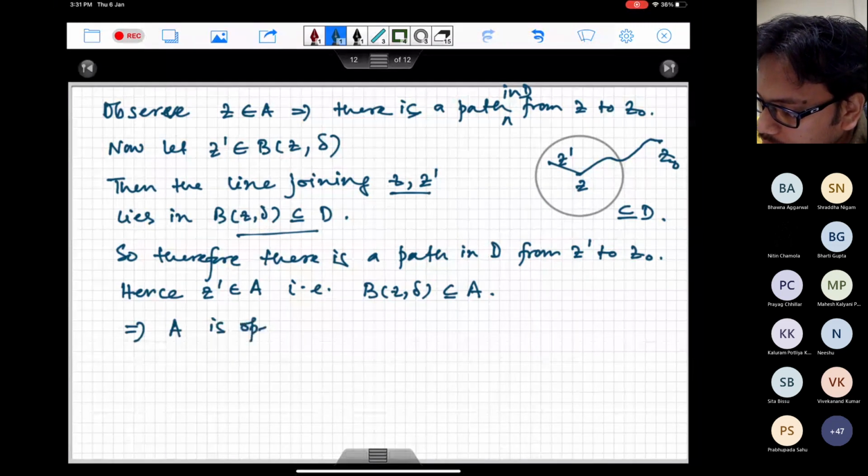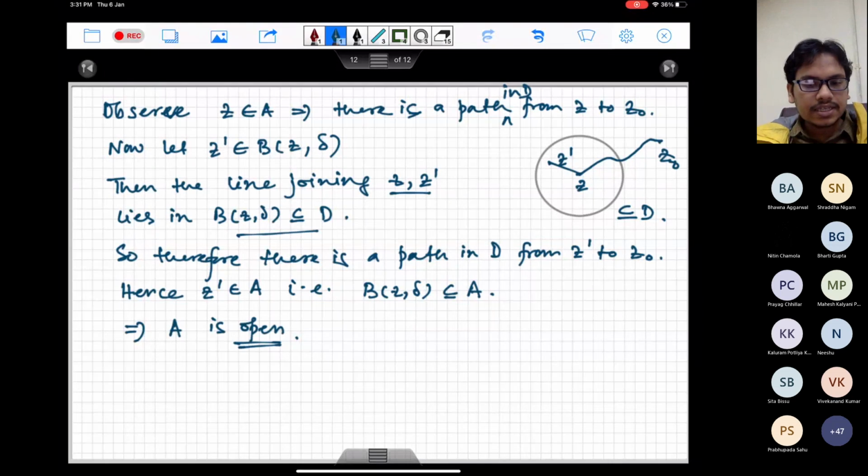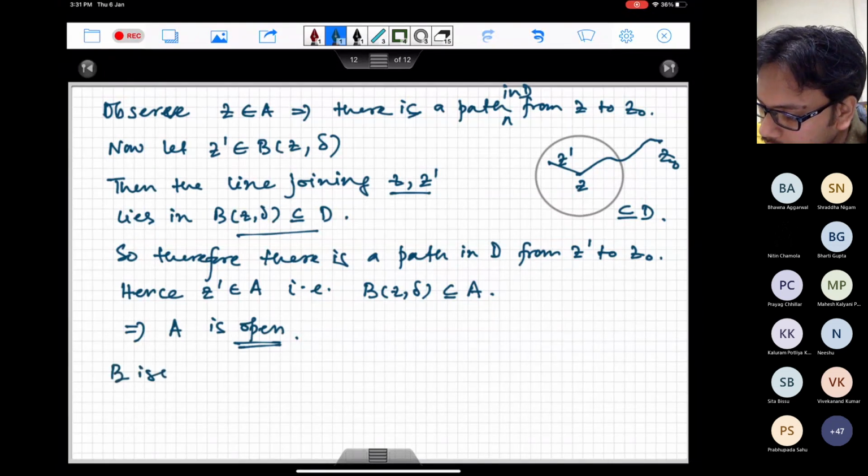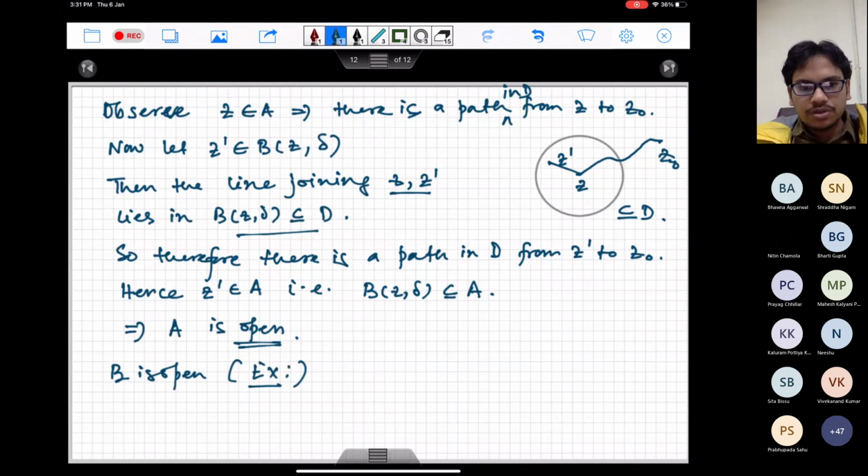So this implies, let me quickly say, the time is running out, A is open. Now I leave it as an exercise for you to show that B is open. The proof is going to be exactly the same: you take any point from B, you consider an open ball which is completely inside D, and you will be able to say that that open ball is in B, because if any point in that open set is connected to Z naught by a path, then the center will also be connected to Z naught by a path in D.